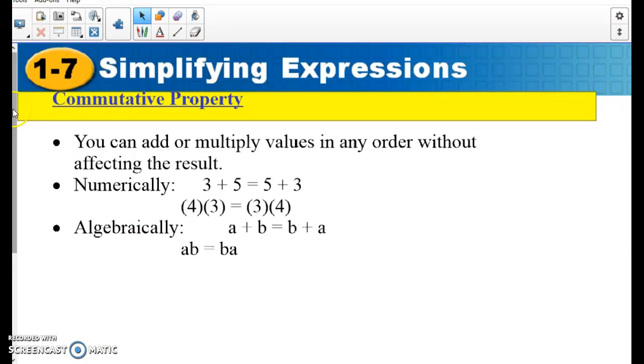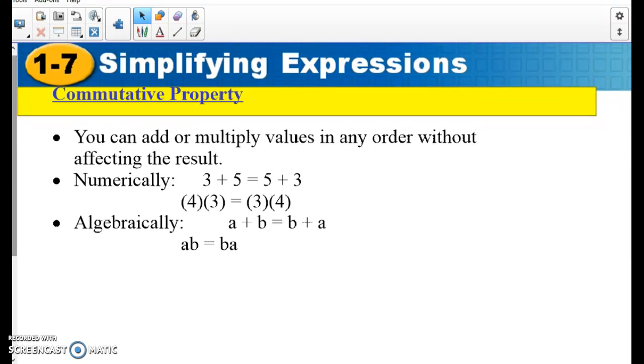So if we look at the commutative property, it kind of looks like the word commute, and that's basically what it means, how we can go back and forth. So 3 plus 5 is the same as 5 plus 3, and 4 times 3 is the same as 3 times 4, things like that. Remember, this only works with addition and multiplication, it does not work with subtraction and division, because if I subtract 3 minus 5, that's not the same as 5 minus 3.